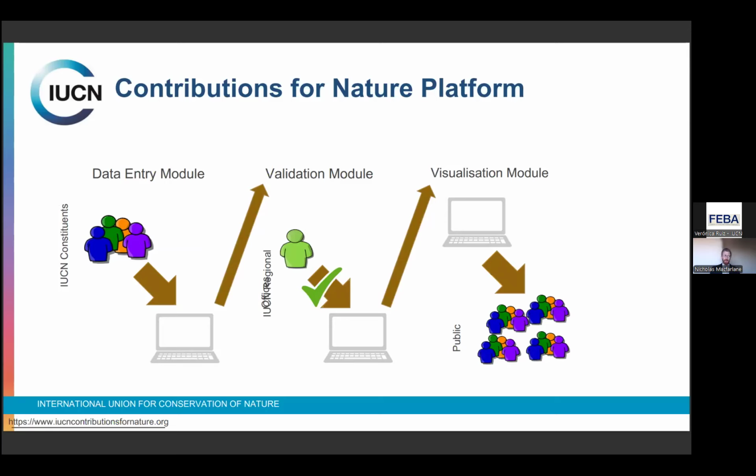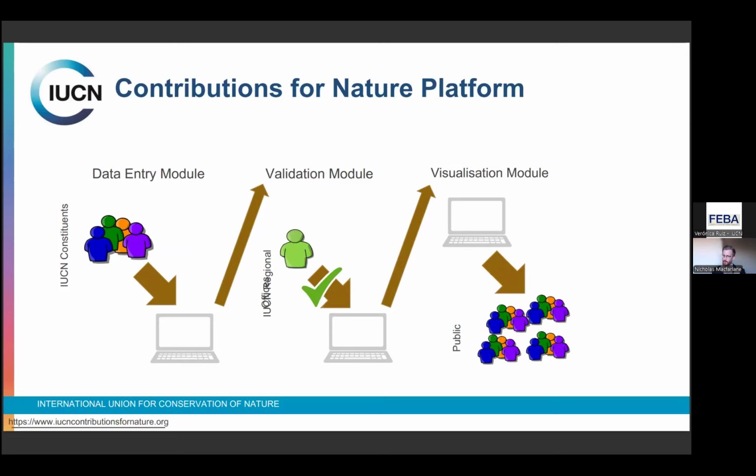The platform allows IUCN constituents, such as Global Affairs Canada, to enter spatial data on the places where they're undertaking conservation or restoration actions over the course of the decade. These contributions are then meticulously validated through IUCN regional offices, ensuring a high level of accuracy and minimizing errors in data entry. There are three different parts of the platform.